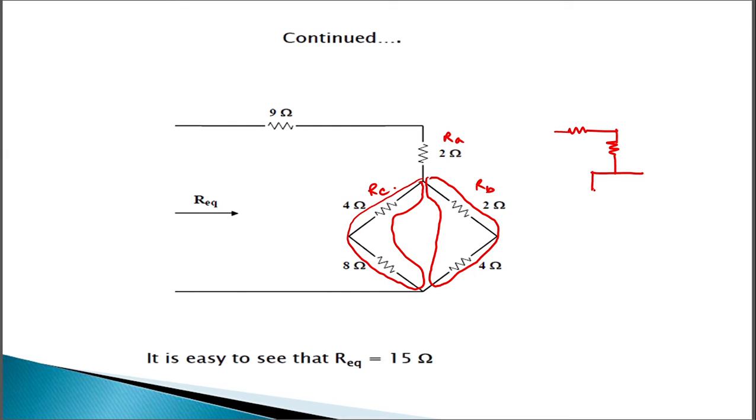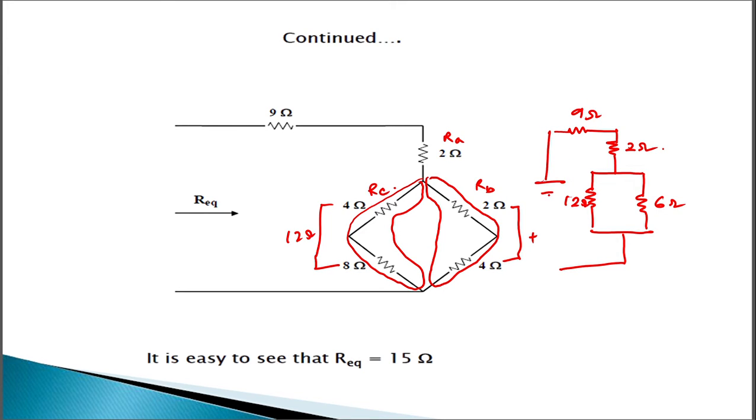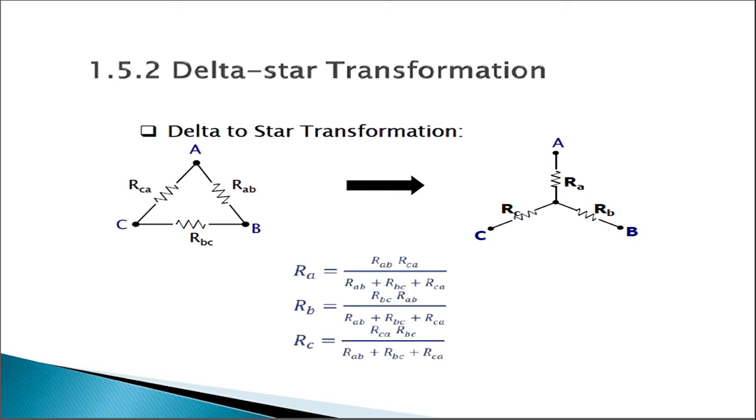So this will give us a simple series parallel circuit having only these two resistances. This is 2 ohm, this is 2 plus 4, 6 ohm, and this is 4 plus 8, 12 ohms. So this is 12 ohms, this is 9 ohms, and this is the whole. Now we can perform the series parallel operation in this circuit to easily get the answer, which is 15 ohm, right?